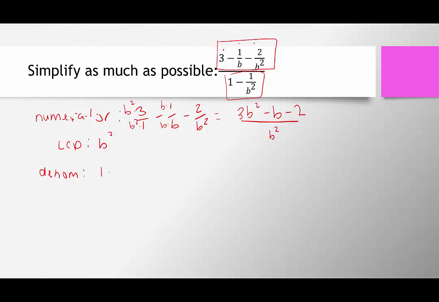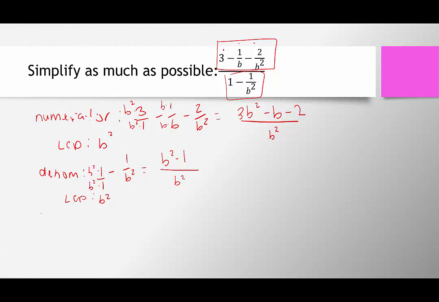So the denominator, we have 1 minus 1 over b squared. That's like 1 over 1. So here, the least common denominator is also b squared. This first term needs everything. It needs the b squared, and the second one is just fine. So now I have my common denominator of b squared. The numerator I have b squared minus 1. So now I have 1 term in the numerator, 1 term in the denominator. Now I can rewrite these using the division sign.